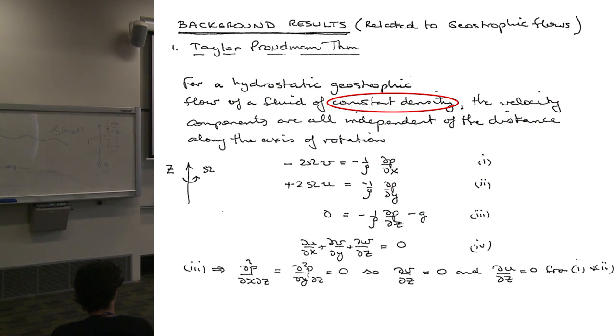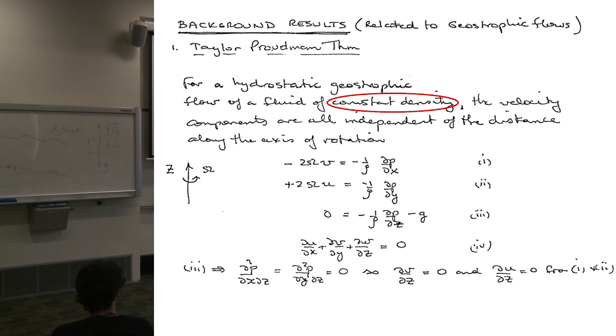Okay, now there's one thing I skipped over quickly. I just want to show you one kind of nice consequence that drops out of the geostrophic and hydrostatic relationships when the density is constant. So this is the Taylor-Proudman theorem. It just applies to a hydrostatic flow that's in geostrophic balance. If the fluid is at constant density, you can just do a bit of algebra here.